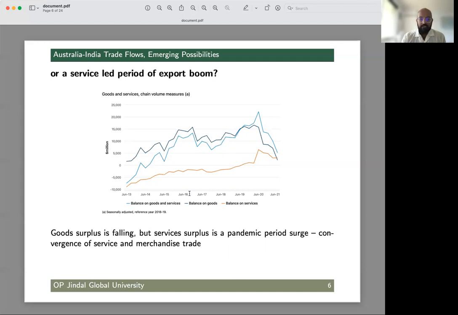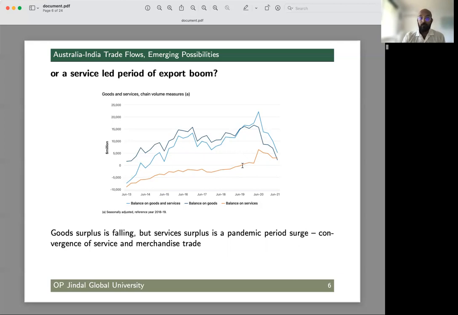And you see that the balance on goods has actually come down significantly, which has determined the overall balance. But what is surprising is that the balance of services has a secular upward trend. So Australia has been exporting services. It was earlier importing more services than it exported. But round about June 2019, which is when I said that Australia started recording a surplus, the services balance was positive and continues its trend throughout the pandemic.